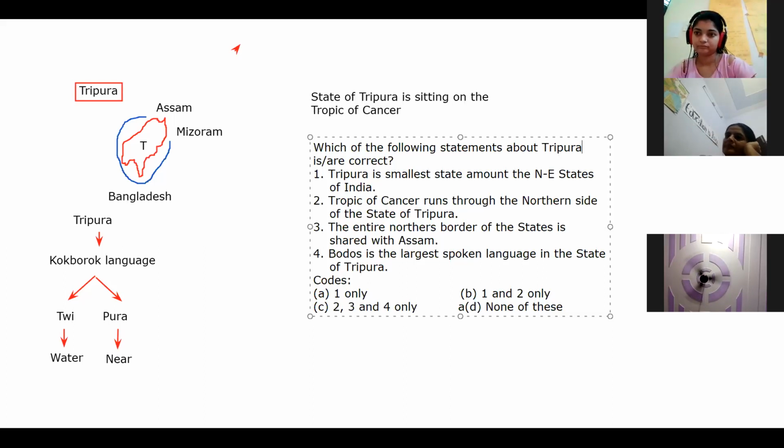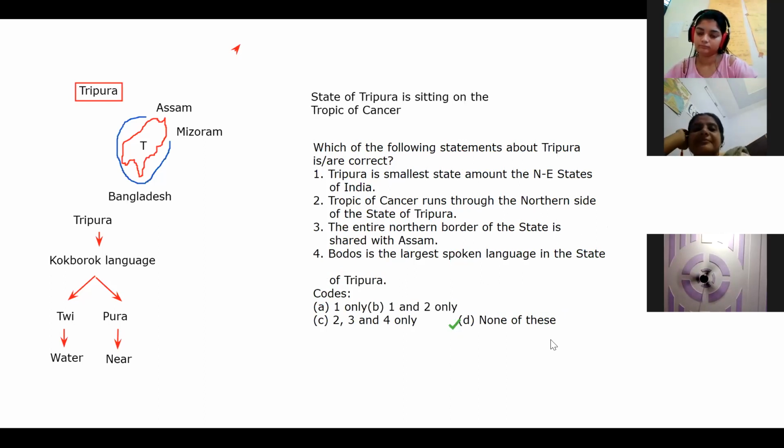So it is that. So this is also wrong. The entire northern border of the state is shared with Assam. This is also a wrong statement, right? Because Bangladesh is also there, right? And Bodos is the largest spoken language in the state of Tripura. This is also wrong. So all statements are wrong. So that is why your answer will be D, meaning none of these, right? So this is your answer. D means none of these.